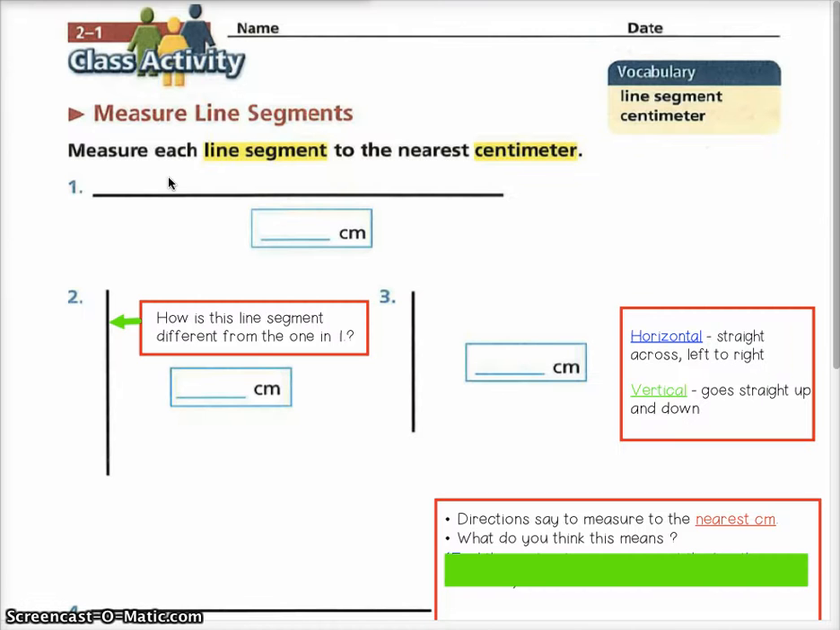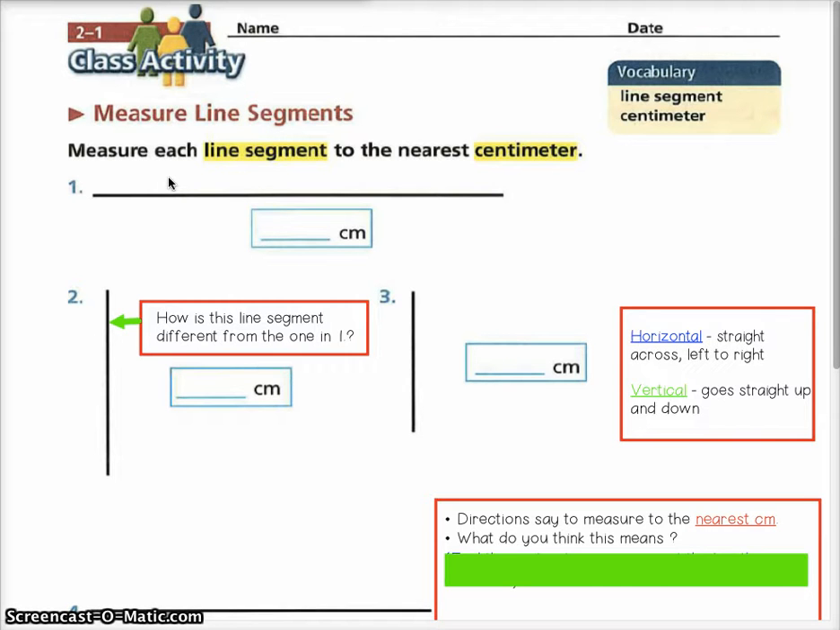Today you may be working on this sheet. We're just going to read over it. If not, thank you for being flexible. Okay, third graders, as you look, it says measure each line segment to the nearest centimeter. That is some vocabulary we're going to come back to. But to the nearest centimeter means whole centimeter. So as you go, that is important for you to remember.